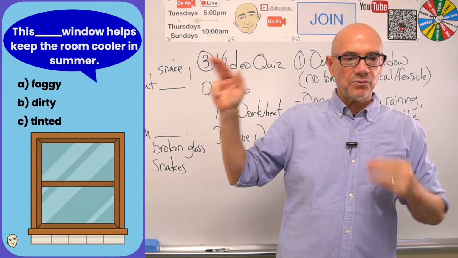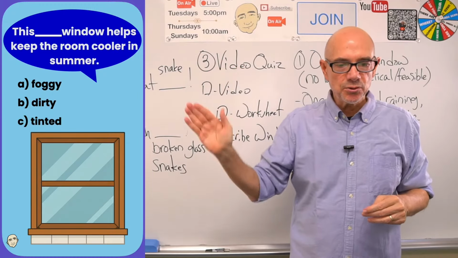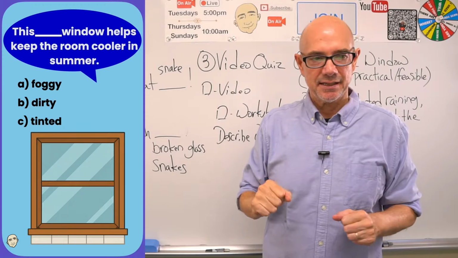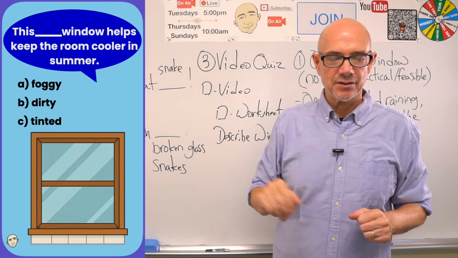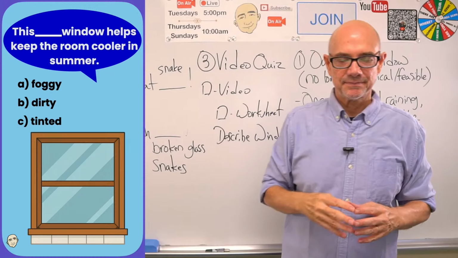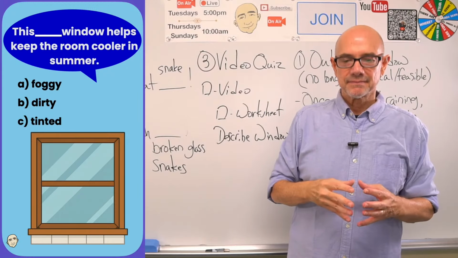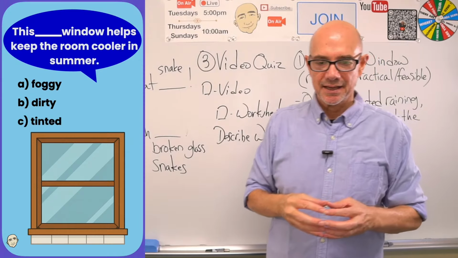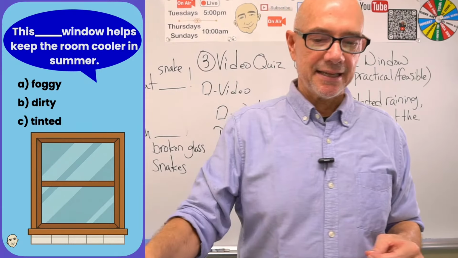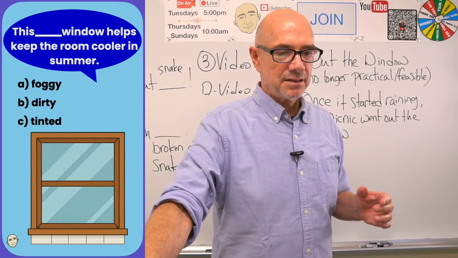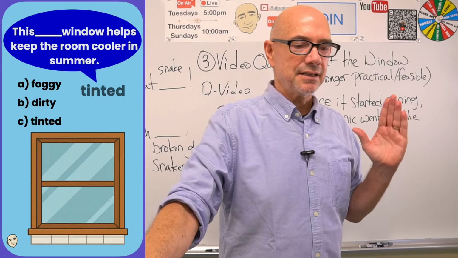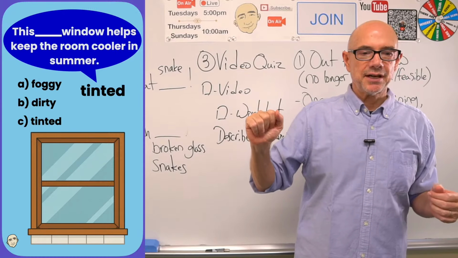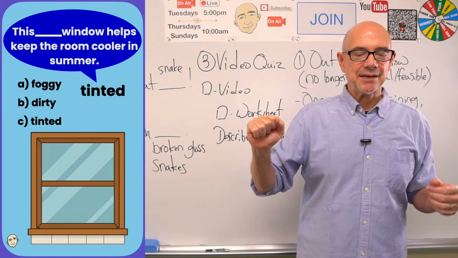The window helps keep the room cooler in summer. Is it foggy window? Is it dirty window? Is it tinted window? Okay, I see tinted. Yeah. So tinted is the correct word. The tinted window helps keep the room cooler in summer.